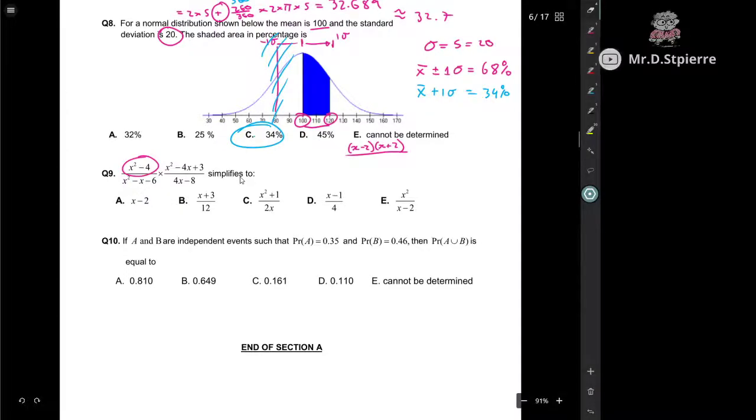So 6 will be a 3 and a 2. I'm going to go, that will be a -3 and a +2. Yeah, -3 times 2 is -6, -3 plus 2 is -1. That works. And then we get times by.